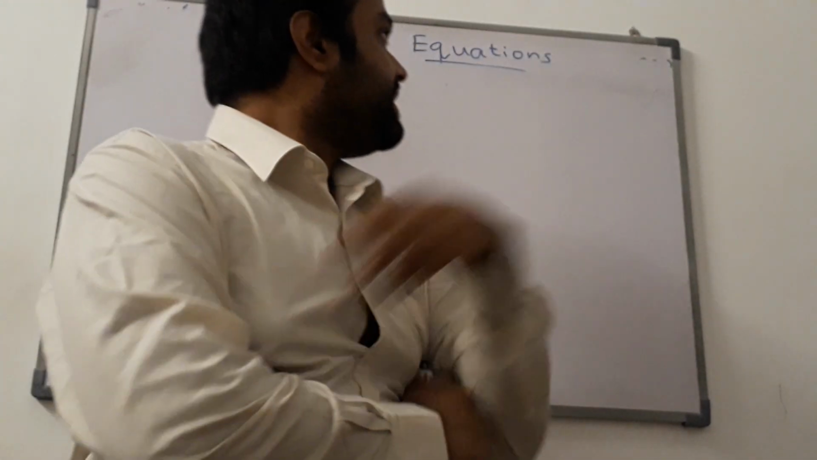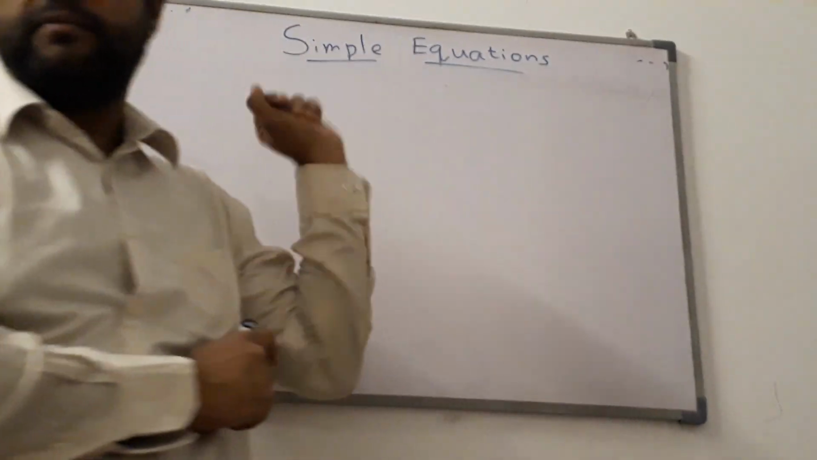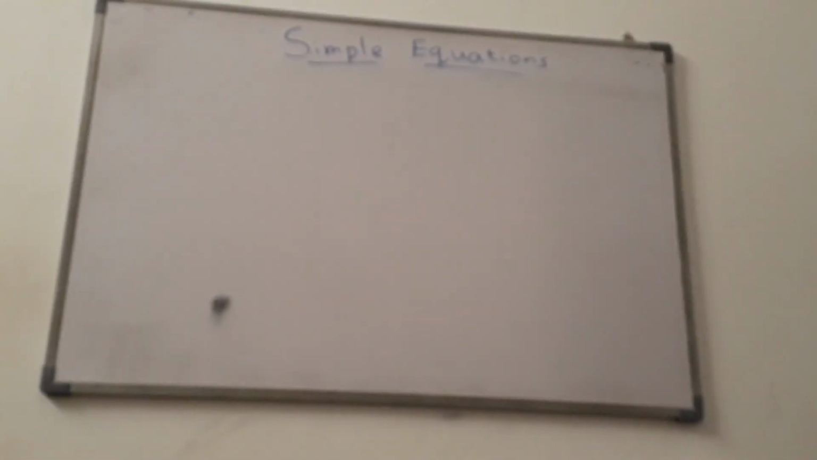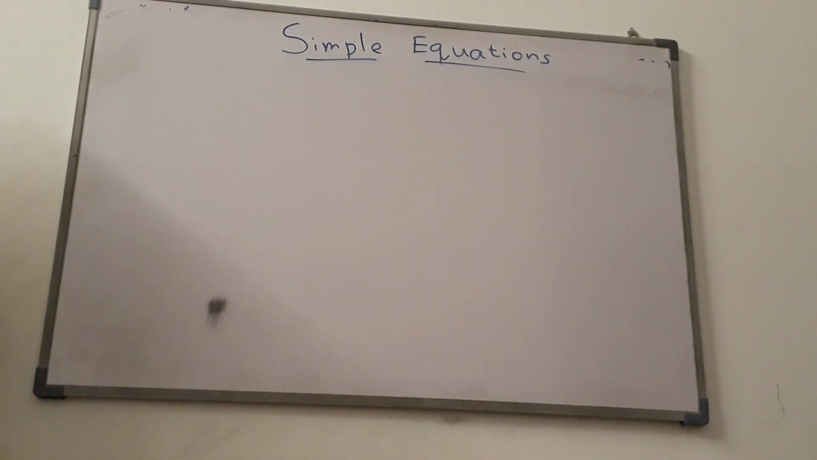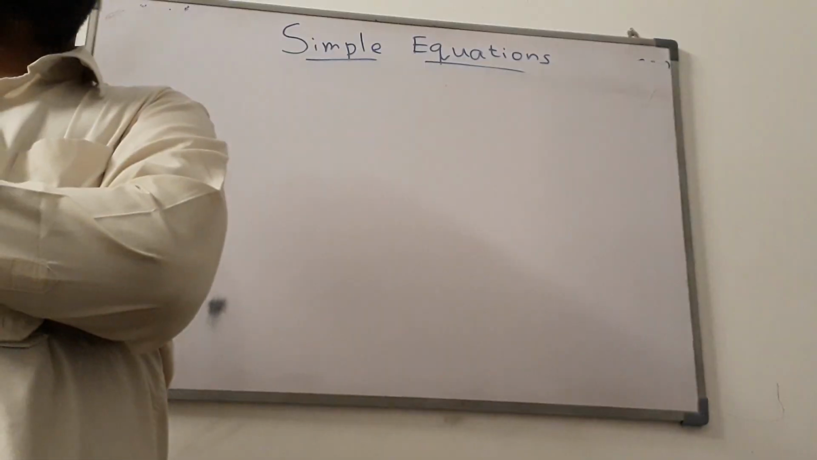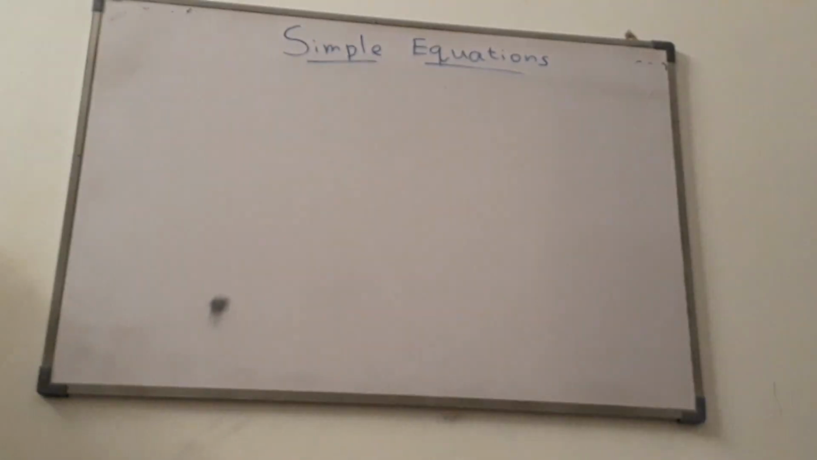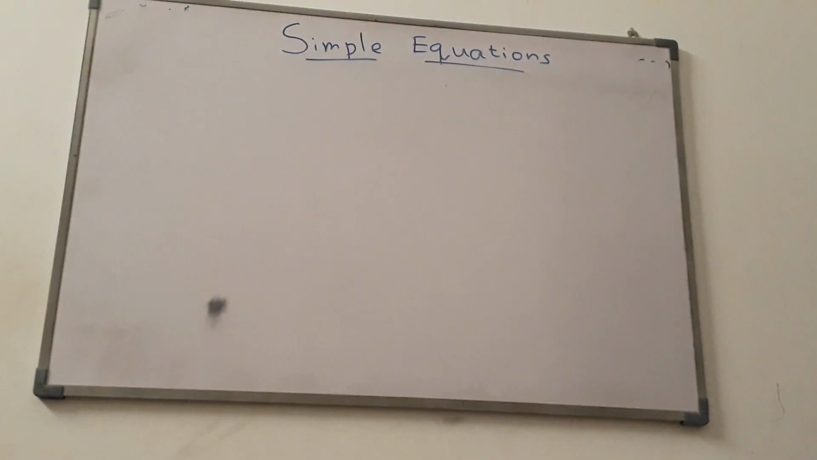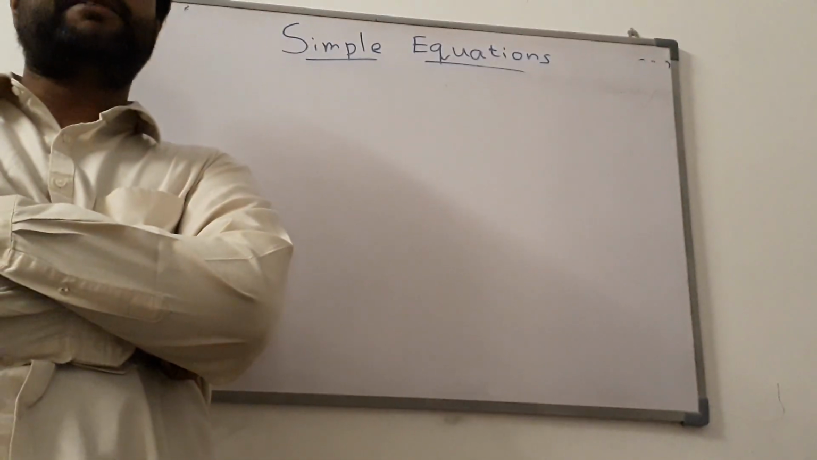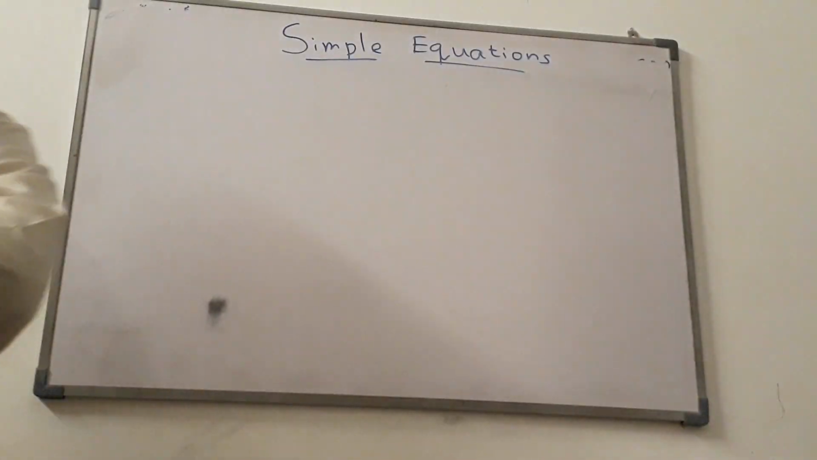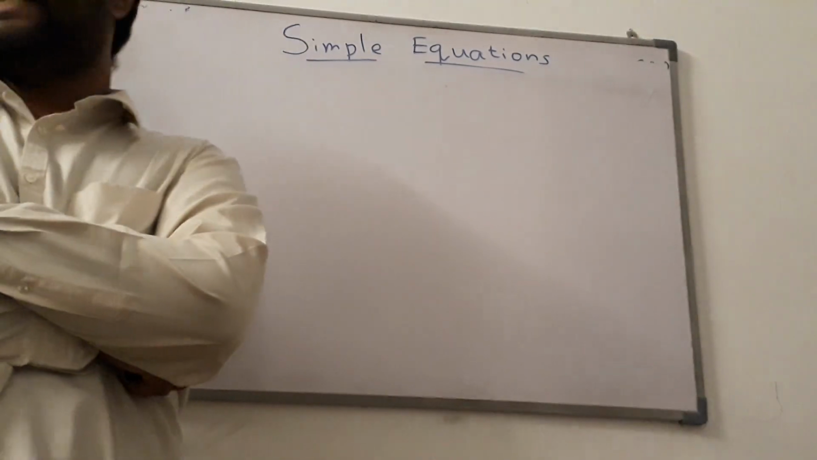Today, our lesson is simple equation. First of all, let us recall and remember what we've done so far. Okay, so far we learned algebraic expressions, how to substitute values, and today what we have to do is how to make an algebraic expression given with a certain figure.